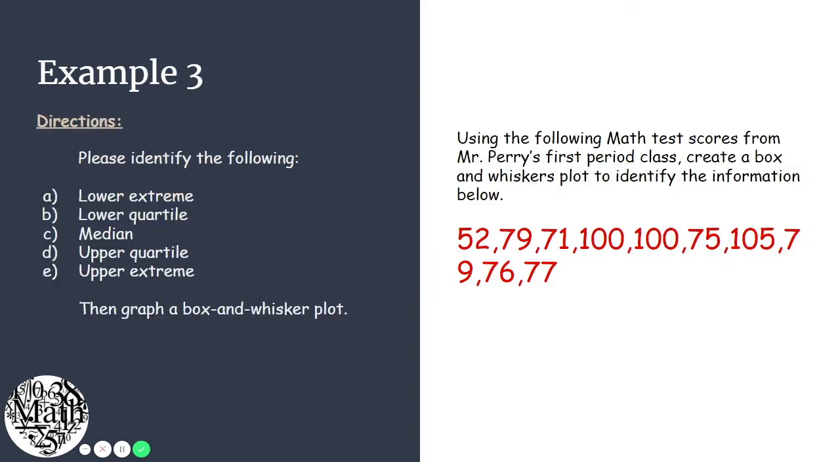Here is the last example, example number 3. The directions are the same. Using the following math test scores from Mr. Perry's first period class, create a box and whisker plot to identify the information. So there is your data set. Find the 5-number summary and graph the box and whisker plot. When you're finished, come back and play the video.